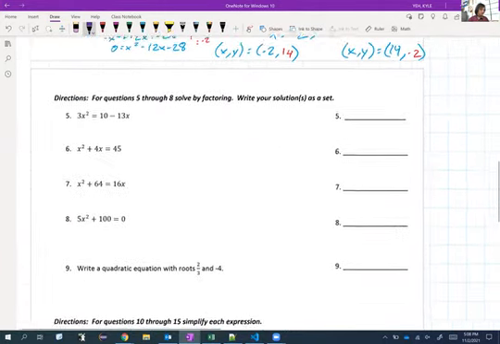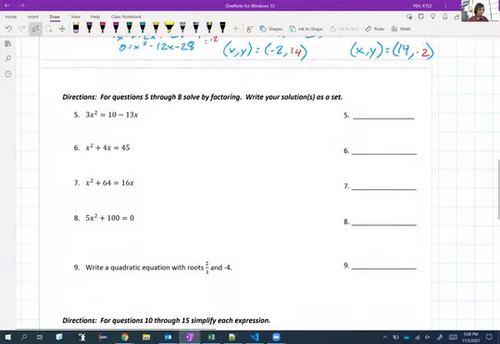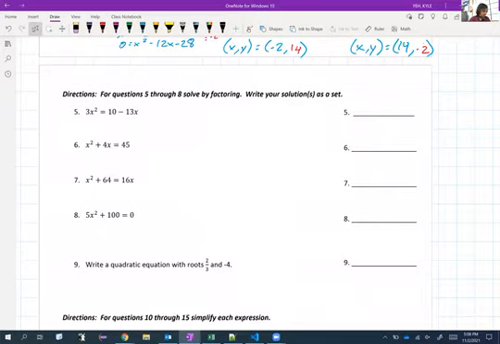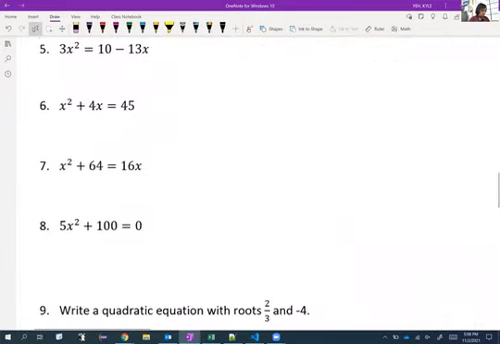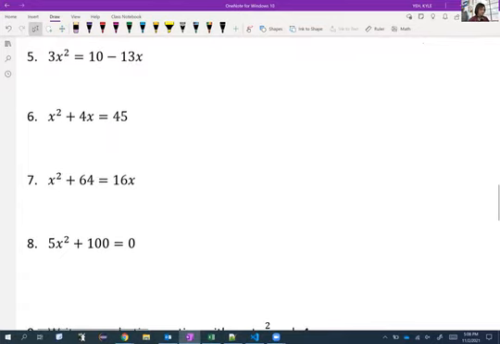Let's go to the back page. The back page is just lots of equations. We got complex numbers down there. But on this top part, we want to factor, solve. So this first problem, when we're factoring, we always want to make it equal 0.